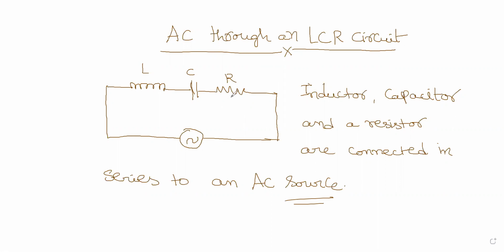Now let us say the current flowing through the LCR circuit is I naught sine omega t. Assume that this is the current which is flowing through the LCR circuit. So this is the inductor, capacitor and a resistor.